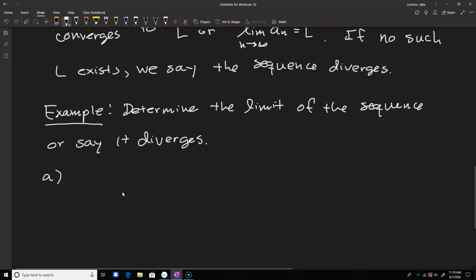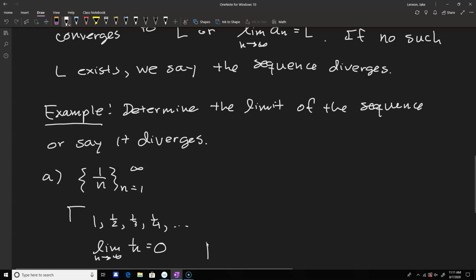So the first one, let's look at, I don't know, a very simple one. 1 over n as n goes from 1 to infinity. So what does the sequence look like? The sequence just looks like 1, 1/2, 1/3, 1/4, and so on. So the numbers get smaller and smaller, and we know from taking limits that the limit of 1 over n as n goes to infinity equals 0. So pretty straightforward there.